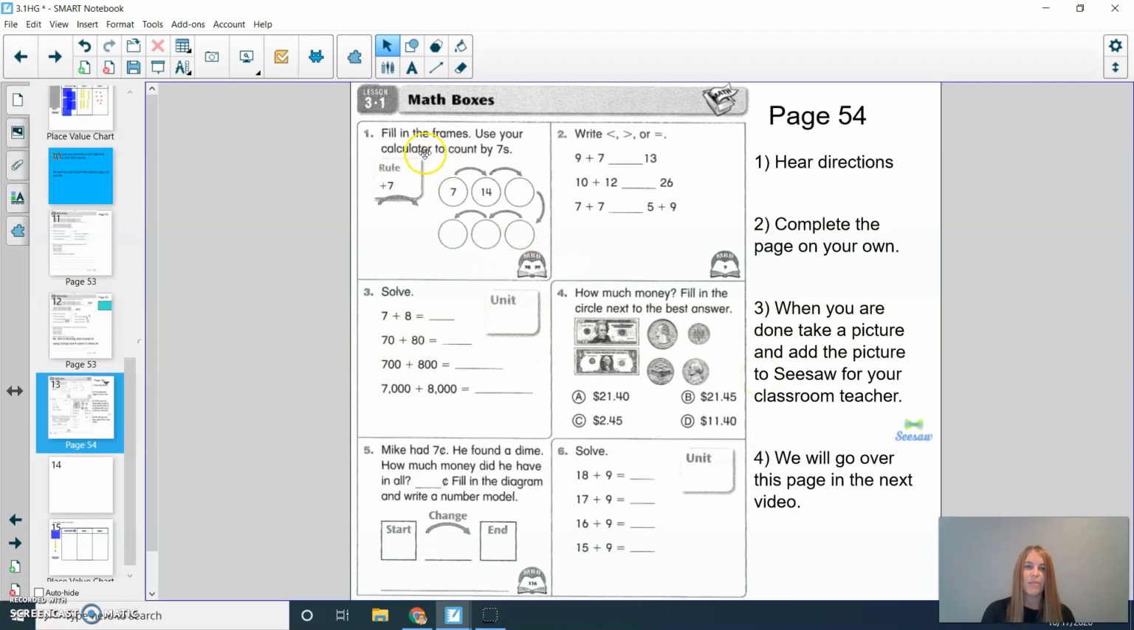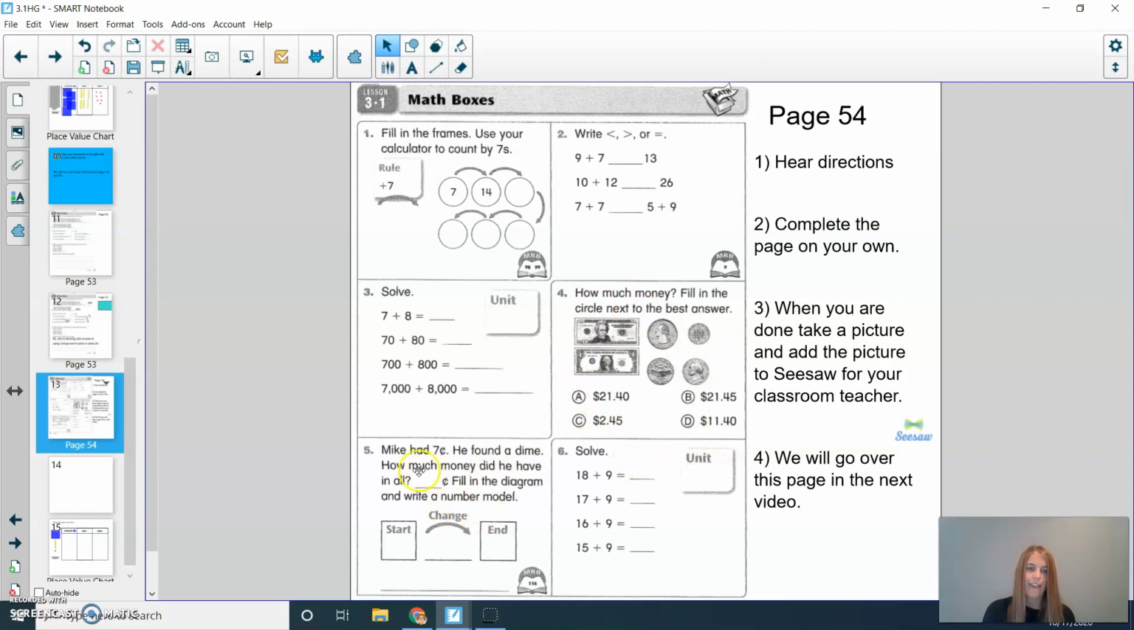So looking at question number 1, fill in the frames, and if you want to use a calculator, you can, or you can use your brain, but your rule is +7, so you're filling in each of those missing numbers. For question 2, write less than, greater than, or equal to solve. Solve for number 3. So pay close attention to how many zeros you have, and then remember your unit. How much money do you have for number 4?